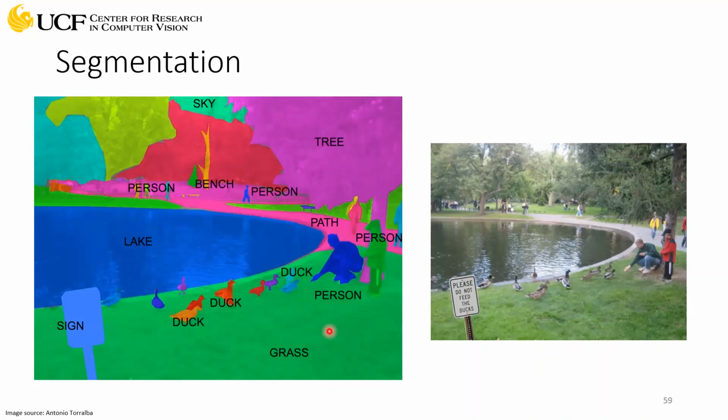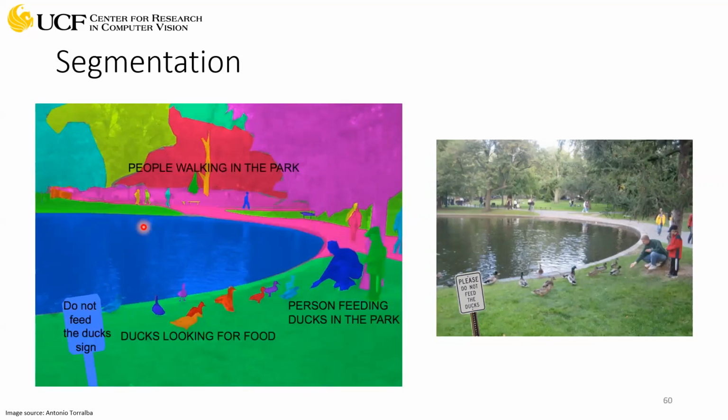And you can have segmentation at a higher level. So again, this is the same thing, just describing what the semantic categories are. So this is sky, this is tree, grass. Now, what you can do is you can actually go one level up, and you can describe each semantic category, not just say, okay, this is grass. So here you're describing, for example, this person feeding ducks in the park, right? So that's more informative, more descriptive, describing what's happening in the scene.